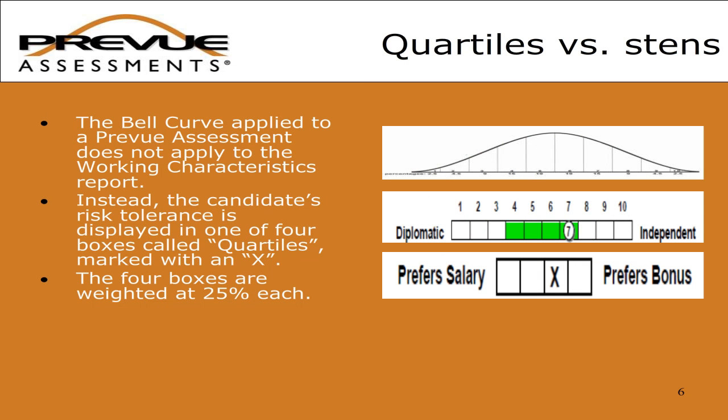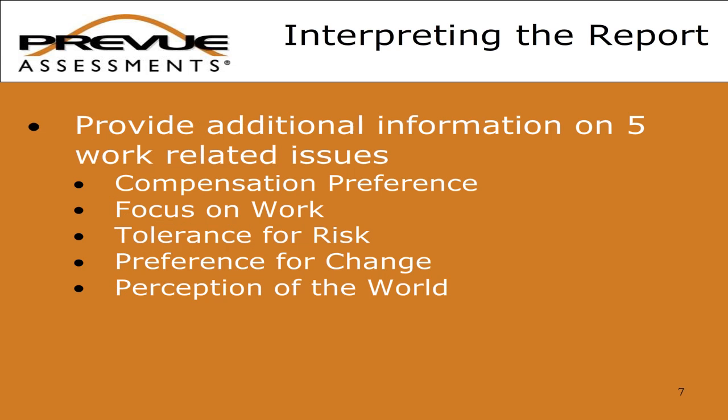Typical preview reports use the bell curve for measuring the candidate scores based on the standard 10th, or STEN, which breaks down what percentage of the working population would likely score at each STEN. The Working Characteristics Report does not use the bell curve weight, but instead uses quartiles, which measure in 4 equal groups weighted at 25% each. The Working Characteristics Report provides additional information on 5 work-related issues.